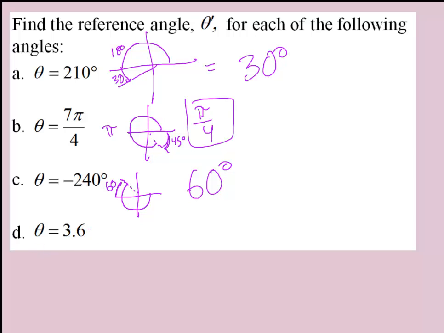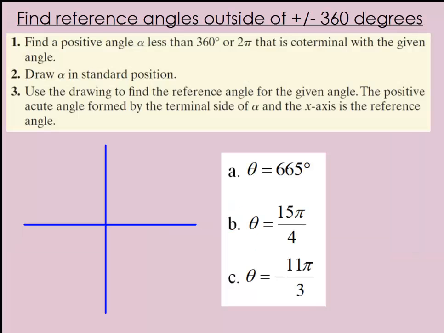And for the last one, this is 3.6. When you don't have a degree sign, assume that is radians. So for 3.6 radians, one way to figure out the reference angle is we can just subtract 1 pi, or 180 degrees. So subtract 3.14, and what you're going to be left with is 0.46. So 0.46 is your reference angle, 46 hundredths radians.